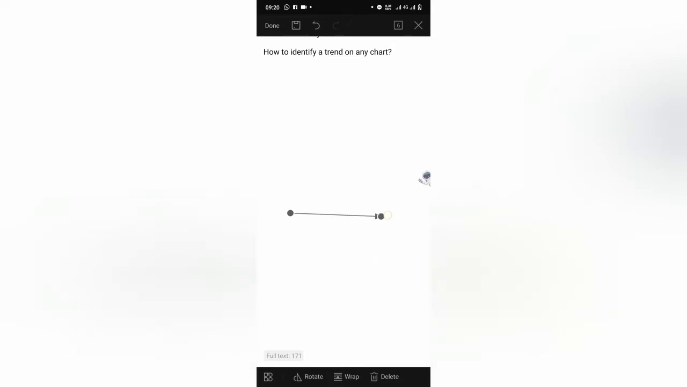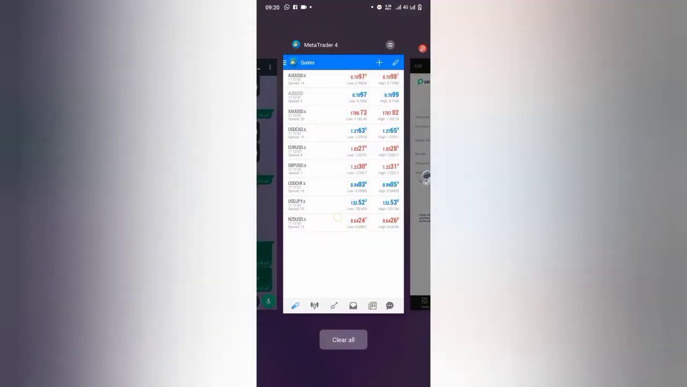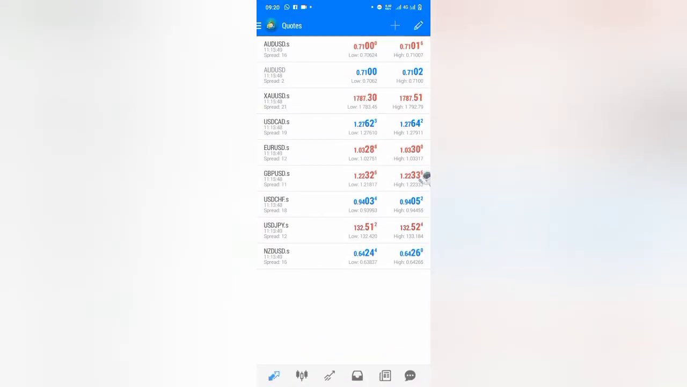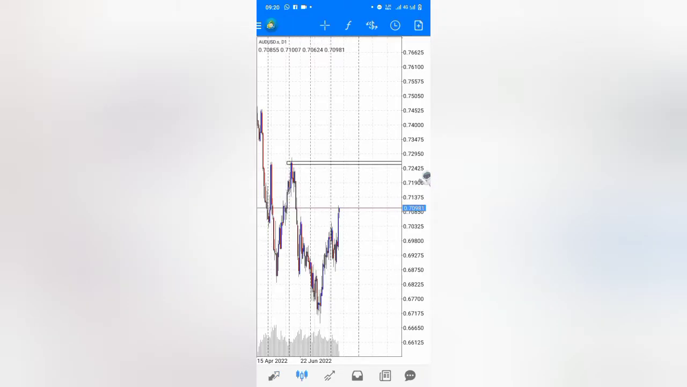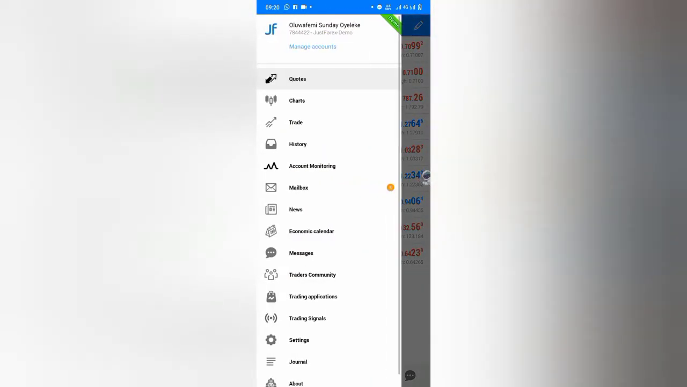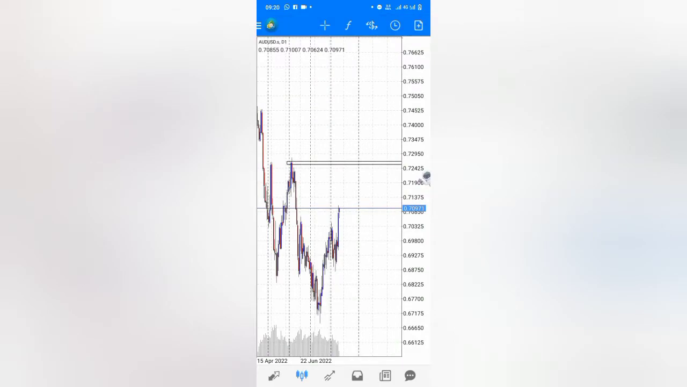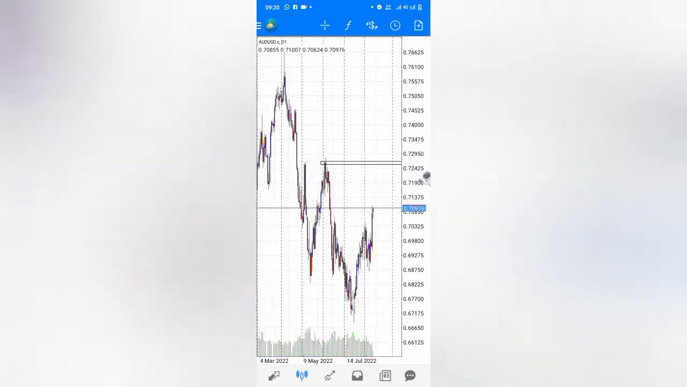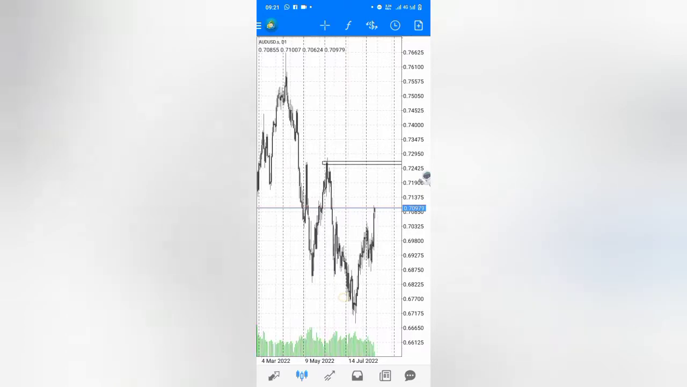So I believe this content will give you more insight. So now let's go to the chart and identify this kind of trend on our chart. So on our chart, this is my MT4. I'm going to use MT4 for a very clear understanding of this. So firstly, I'm going to use AUD USD. Let's use AUD USD. This is my chart. I'm using the demo account to explain this so that you don't get it twisted.